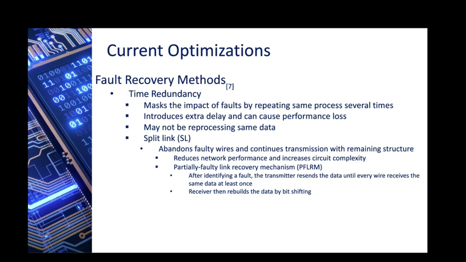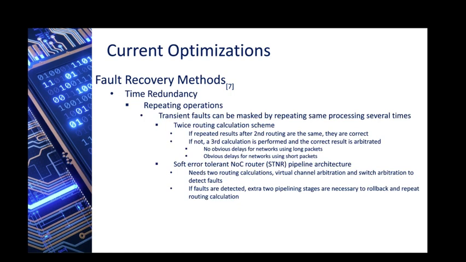There is also the partially faulty link recovery mechanism, in which, after identifying a fault, the transmitter resends the data until every wire receives the same data at least once. Then the receiver rebuilds the data by bit shifting. There is also the repeating operations redundancy method, where transient faults can be masked by repeating the same processing several times.